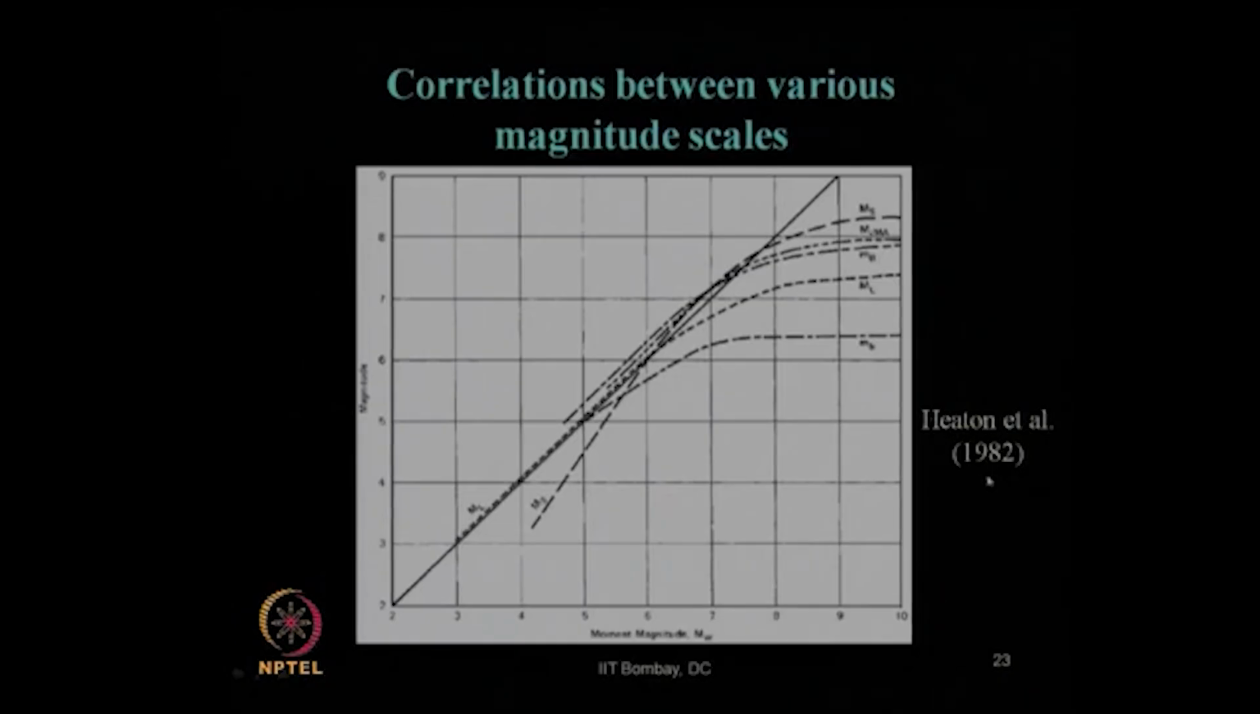Like that, many other researchers have proposed various correlations, and the best correlation used worldwide is proposed by Heaton et al. in 1982. You can see this is showing correlations between various magnitude scales. The y axis is in the natural scale of various magnitudes, and the x axis is again a natural scale in moment magnitude MW.